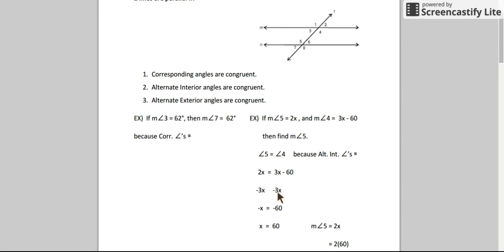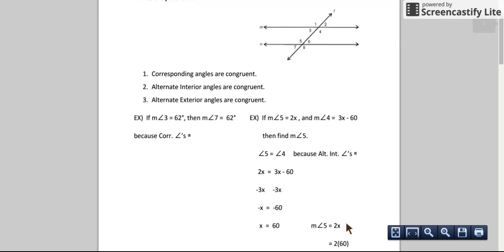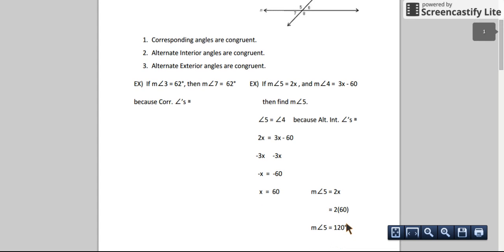Subtract 3x from both sides. We get negative x equals negative 60. And then we can make everything the opposite, or we can multiply or divide by negative 1 and get x is 60. If x is 60, the measurement of angle 5 was 2 times x. So 2 times 60 must make the measurement of angle 5 120 degrees.